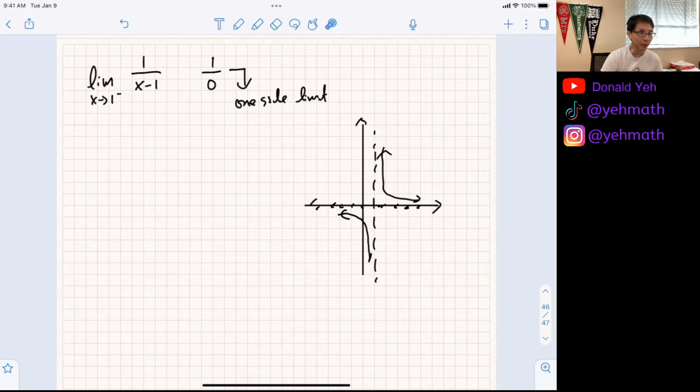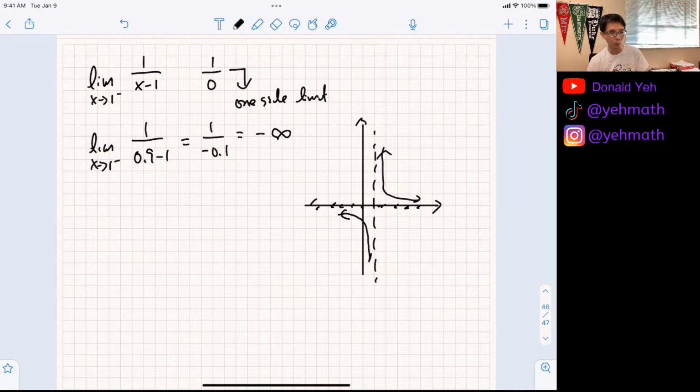Now, how do you know if you are just doing it algebraically, where you're given this function and you don't remember what the graph looks like? What you're going to do is plug in some value that's very close to here. If I have 1 over 0, I just plug in a number that's really close. So 1 minus, I'm just going to use 0.9 minus 1. That's going to be 1 over negative 0.1, right? It's a negative value, so it's going to be negative infinity.